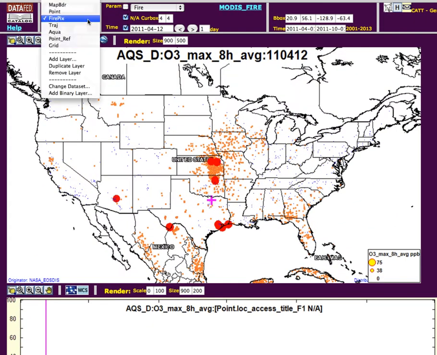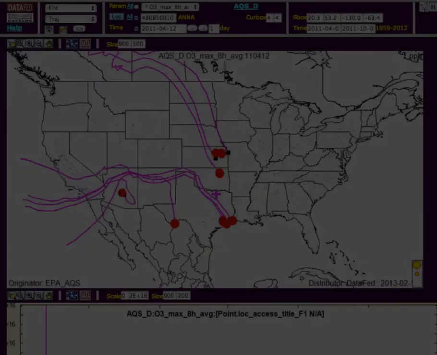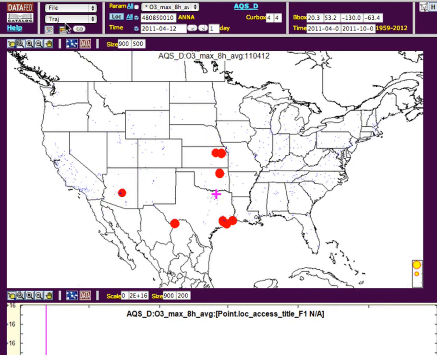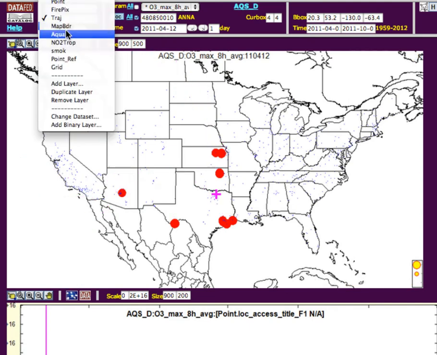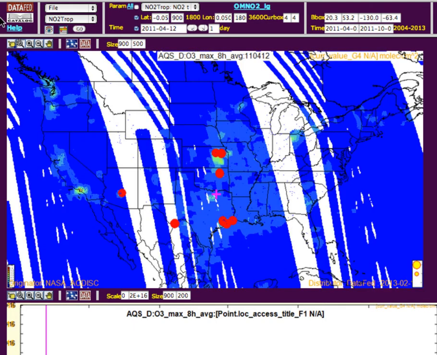The causal relationship between the exceedance and the fires is shown by the back trajectories. We see here that the airflow passes through the fire zone prior to arriving at the eastern Kansas stations. Additionally, this layer shows data taken by a NASA satellite, which detects the column concentration of nitrogen dioxide, a precursor to the formation of ozone. Here we can see that the nitrogen dioxide is highly concentrated over the fire region.